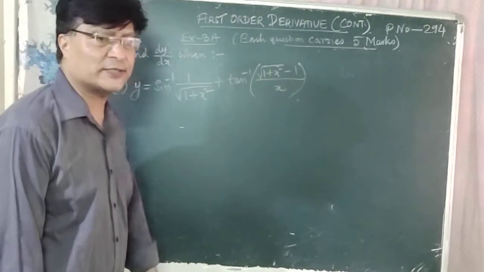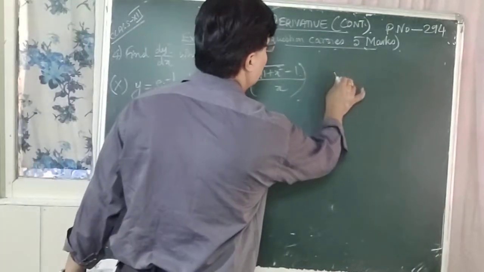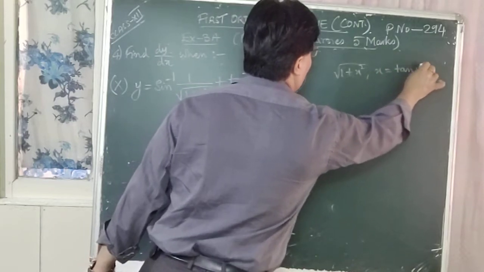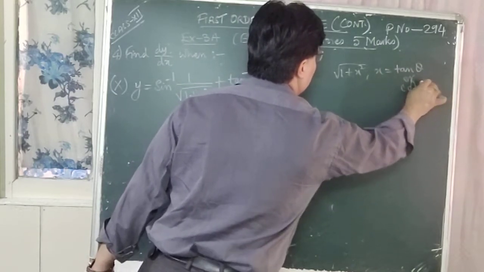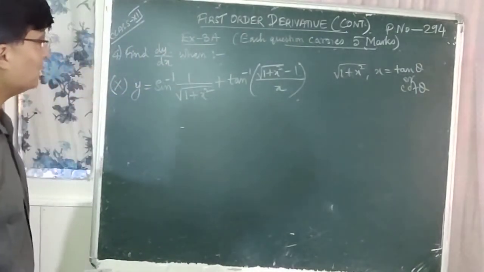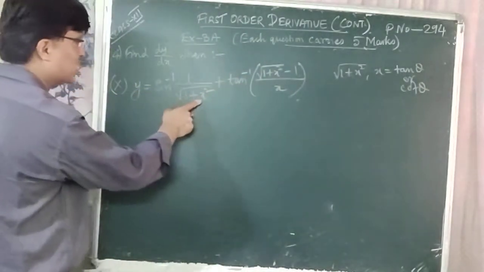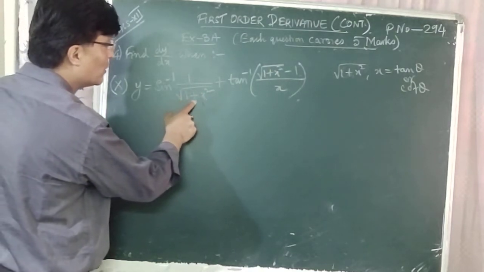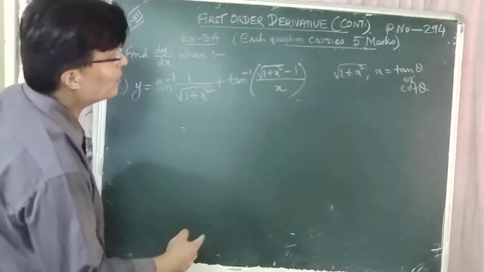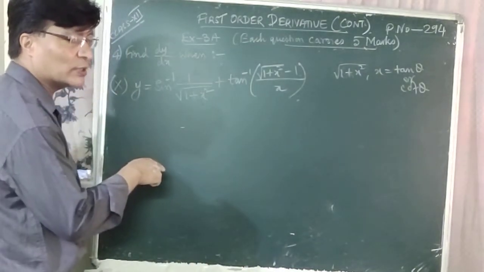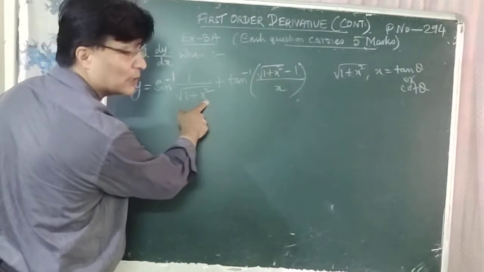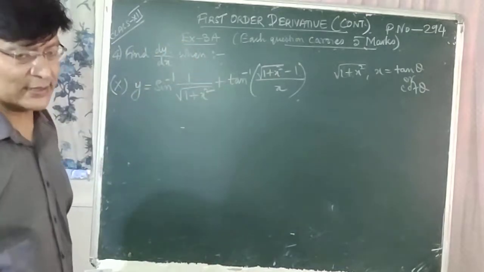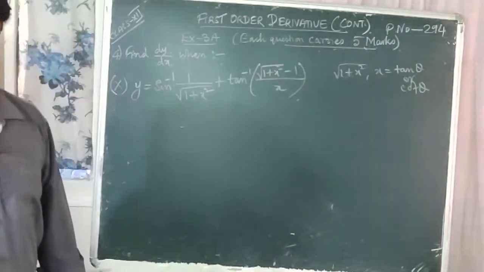So what should you put for x? I told you that whenever you have 1 plus x square, you can put x is equal to tan theta, or it may be cot theta. Let us check it. If you put here tan theta, this will be root over 1 plus tan square theta. What is root over 1 plus tan square theta? It is sec theta. What is 1 by sec theta? Cos theta. Cos theta can be easily converted into sin theta by writing sine of pi by 2 minus theta.